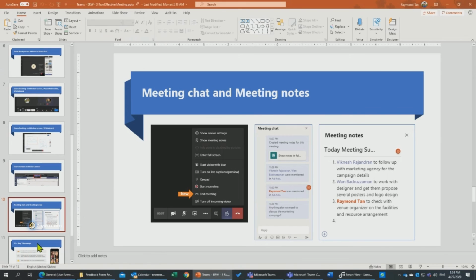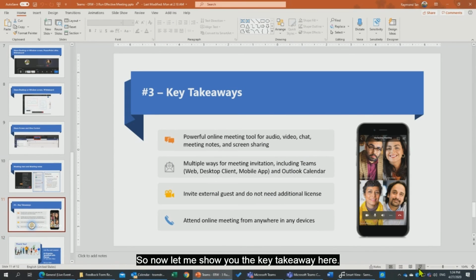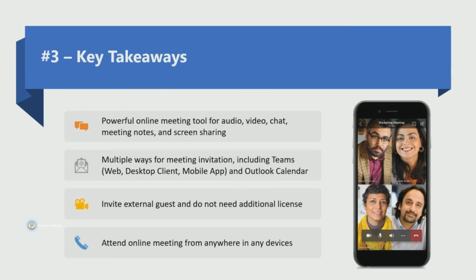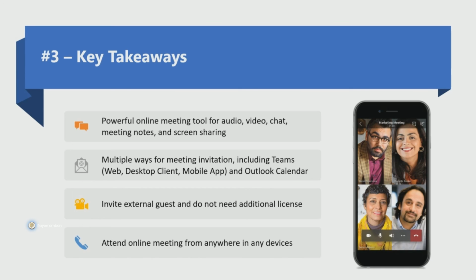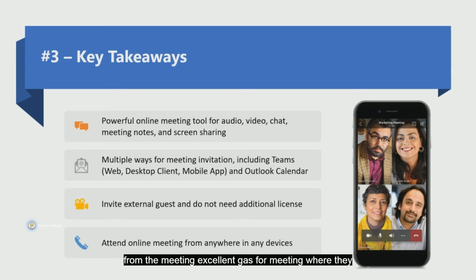Alright. So now let me show you the key takeaway here. Microsoft Teams is a powerful online meeting tool for audio, video, chat, meeting notes, and screen sharing. So you can have multiple ways for meeting invitation, either in the mobile phone, Microsoft Outlook, the Teams calendar or Outlook calendar. You can invite external guests to the meeting, where they do not require additional license.